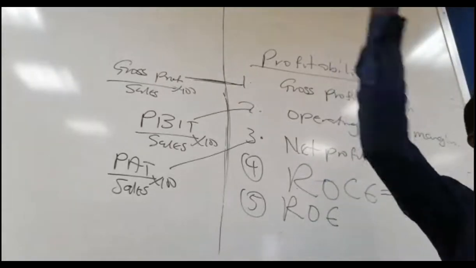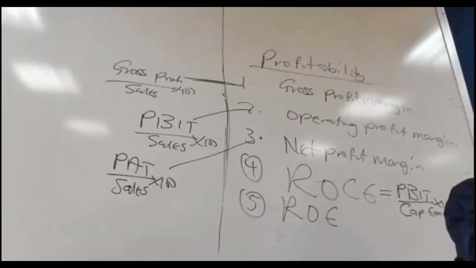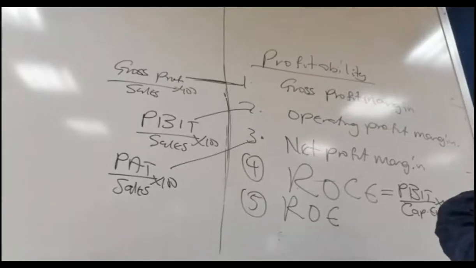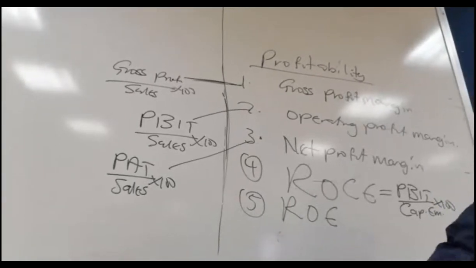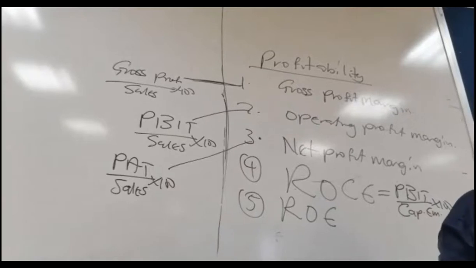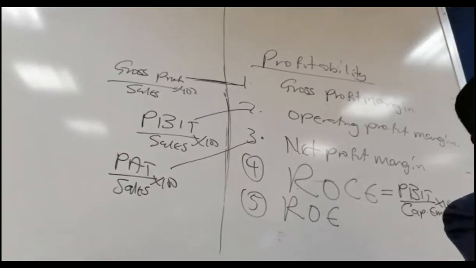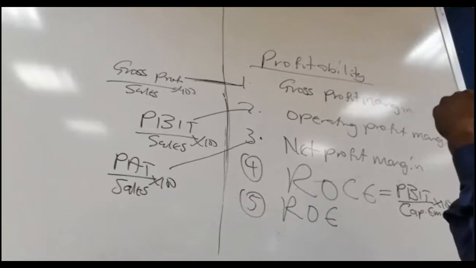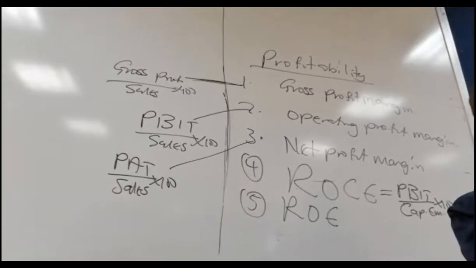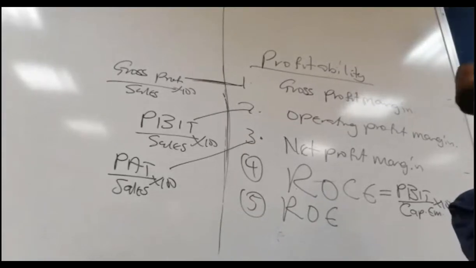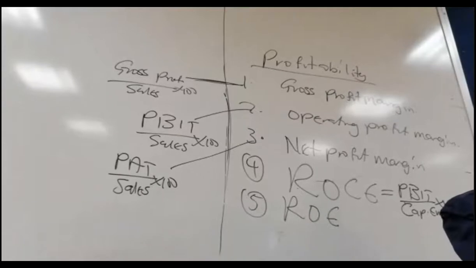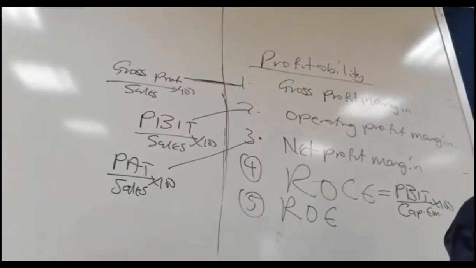Good. Someone is asking, what if sales is not given? If sales is not given, we cannot get the margin. However, if sales is not given, that means we cannot get any of the margins. We can't calculate the margins. So that means the only profitability ratios that we can still calculate are the ROCE and then the ROE. So based on what they are giving us, that is what we can calculate.